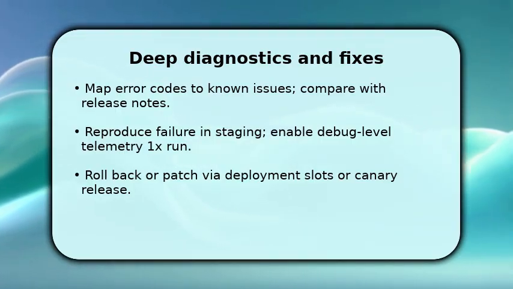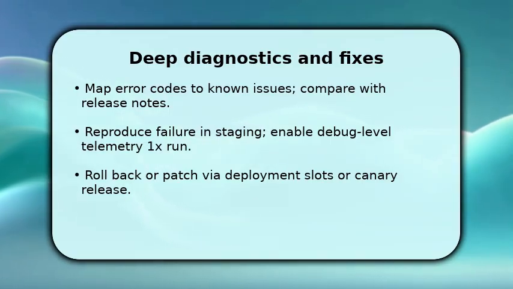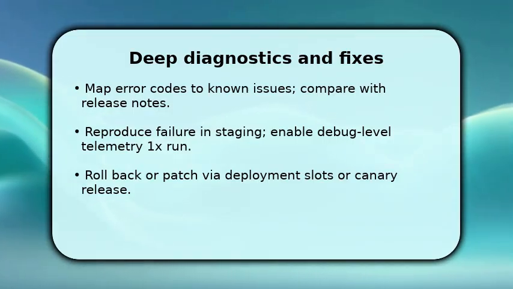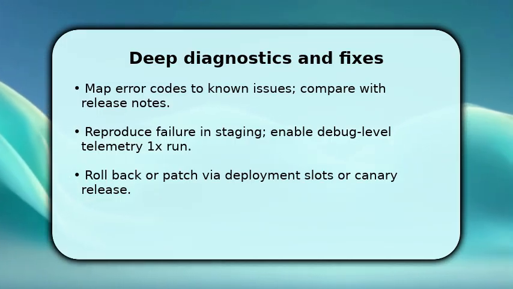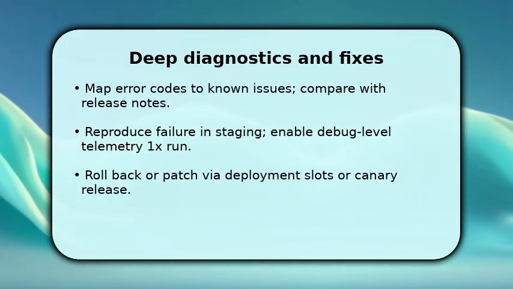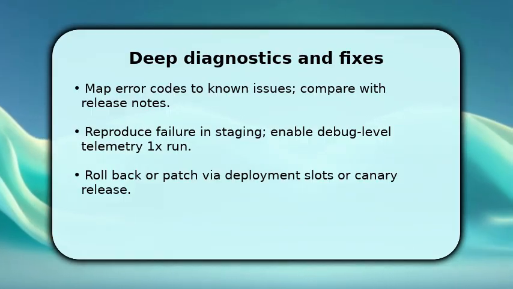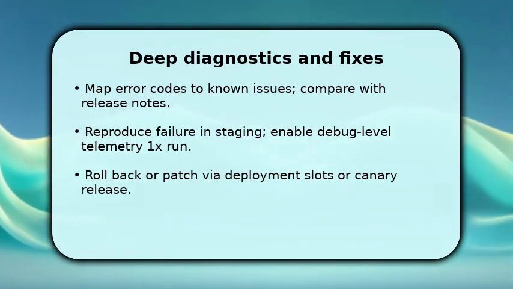Once mapped, reproduce the crash in staging with the same inputs and enable debug-level telemetry for one run so you capture stack, metrics, and memory traces. If a build caused it, use deployment slots or a canary release to roll back or patch incrementally. Because incremental changes reduce blast radius and validate the remedy safely.